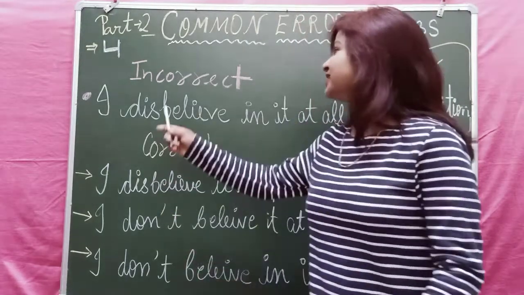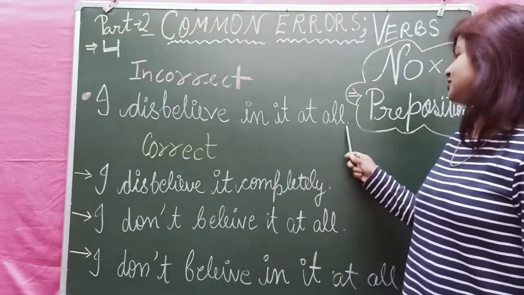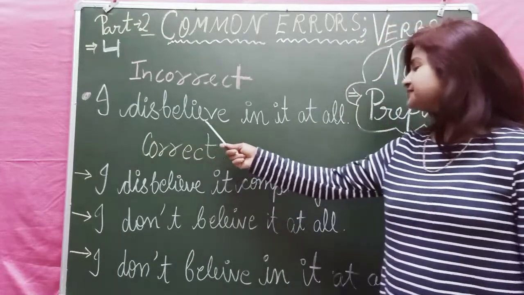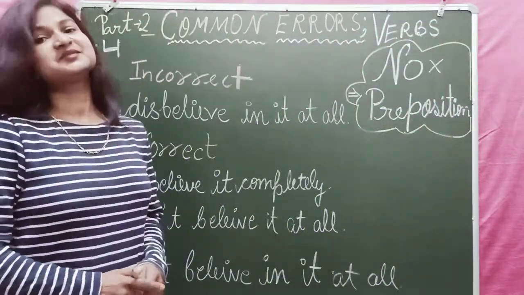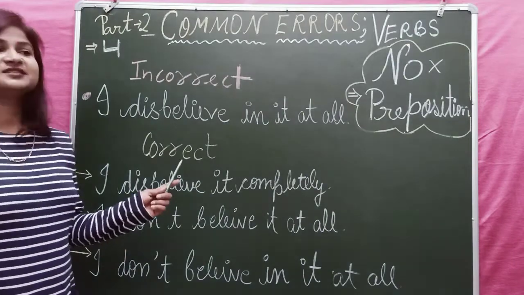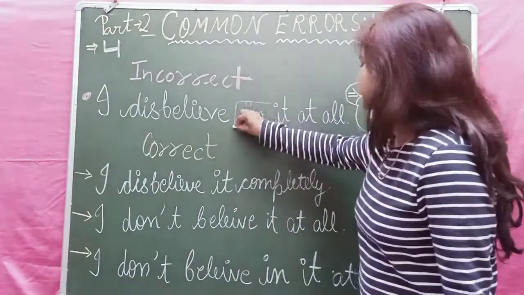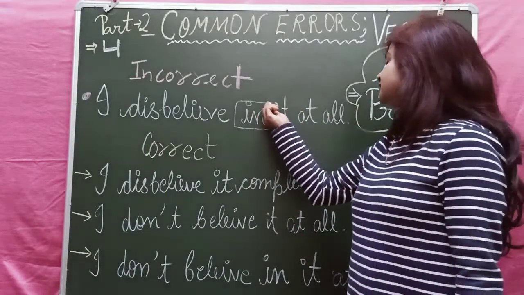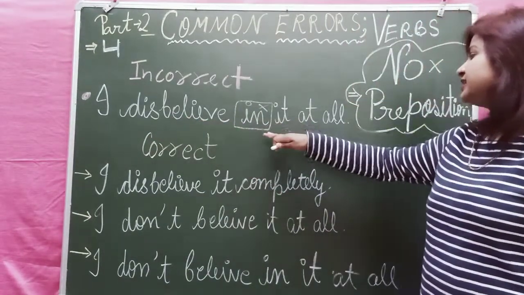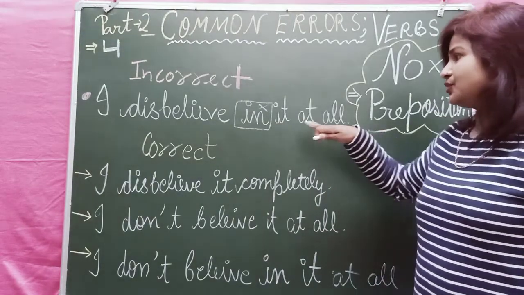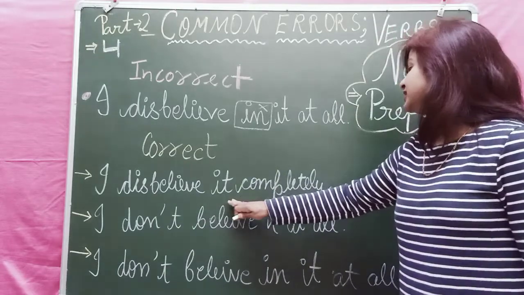Now let's look at the next incorrect sentence: I disbelieve in it at all. Dear scholar, there is an error in this sentence. Watch carefully. Guess please. Do you know what the error is here? The problem is here: in. The preposition is incorrect. We don't say I disbelieve in it at all. We would say I disbelieve it completely.